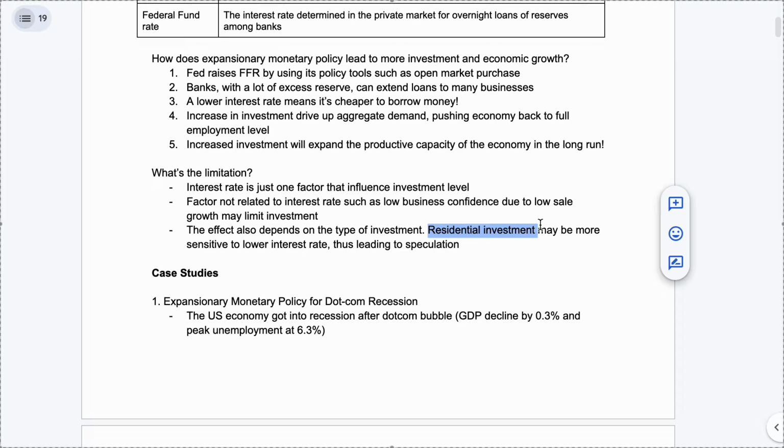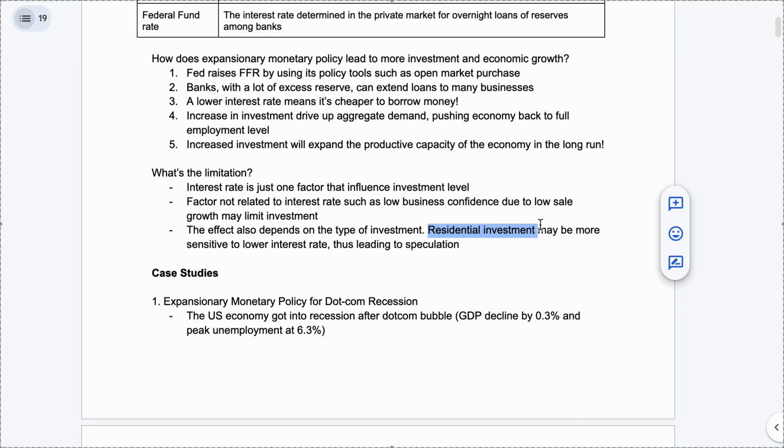And another reason why the purchase of house can be very sensitive to interest rate is that it's often a long-term loan. When you take out mortgage and buy a house, you have to pay back over like 30 years or something. So even a small difference in interest rate can make a significant difference in total amount of money that you pay to gain that house over 30 years, right?